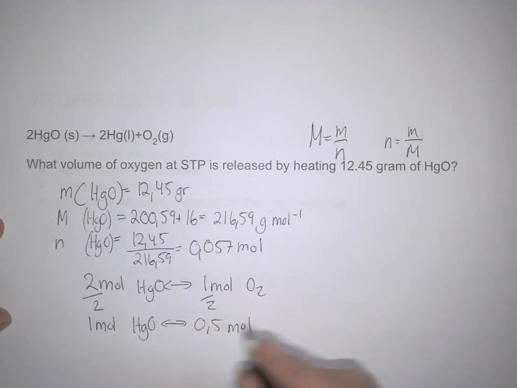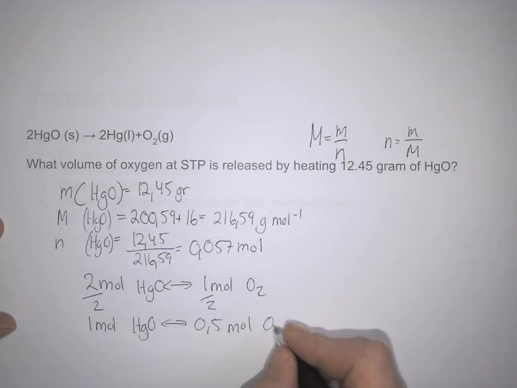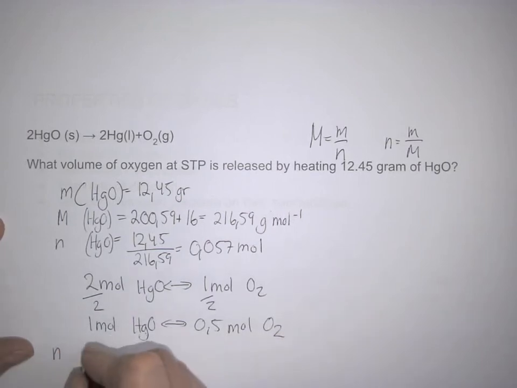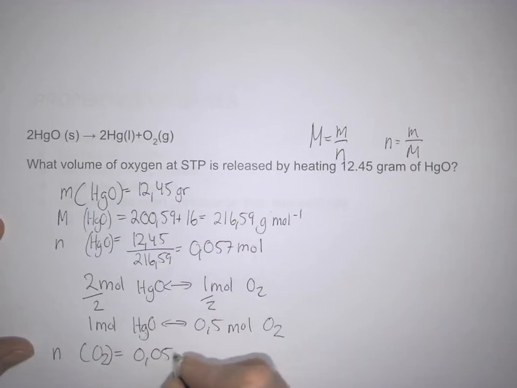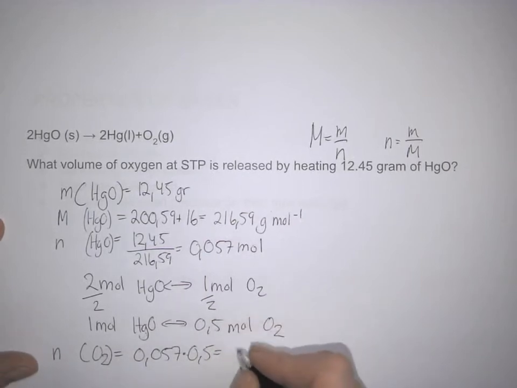So for every mole of the mercury oxide compound, we can see that we have a half mole of the oxygen gas. So the n for O2 is 0.057 times 0.5. That is 0.028 mole.